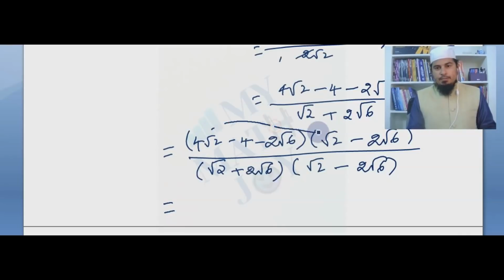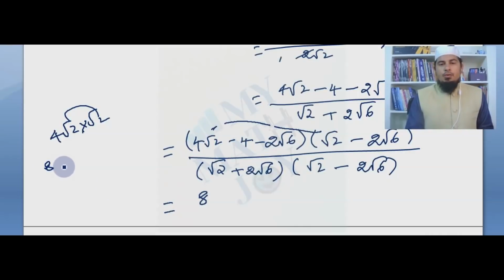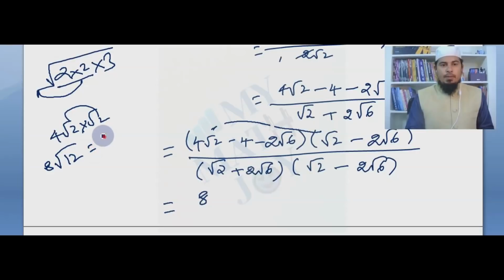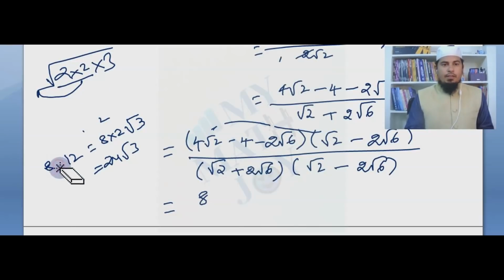4 root 2 times root 2 exactly. So root 2 times root 2 is 2. 2 times 4 is 8. I got an 8 here. 4 root 2 times 2 root 6 exactly. It is going to become 4 times 2, 8. Root 2 times root 6 is root 12. And root 12 is not in the standard format because root 12 can be written as 2 times 2 times 3. 1, 2 can be taken outside. So it will become 8 times 2 times 3. It will become 24 root 3. So we'll write 24 root 3 in that place.